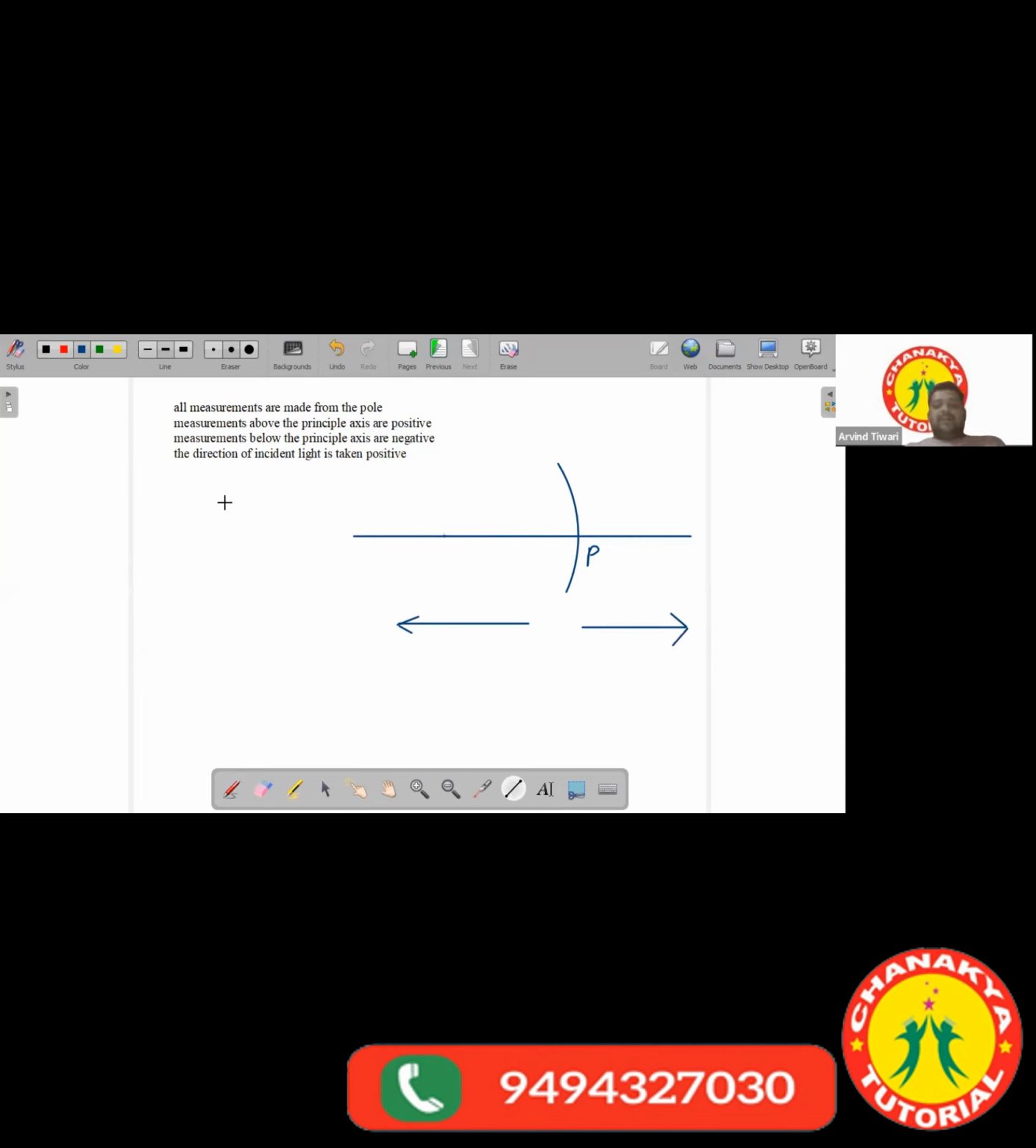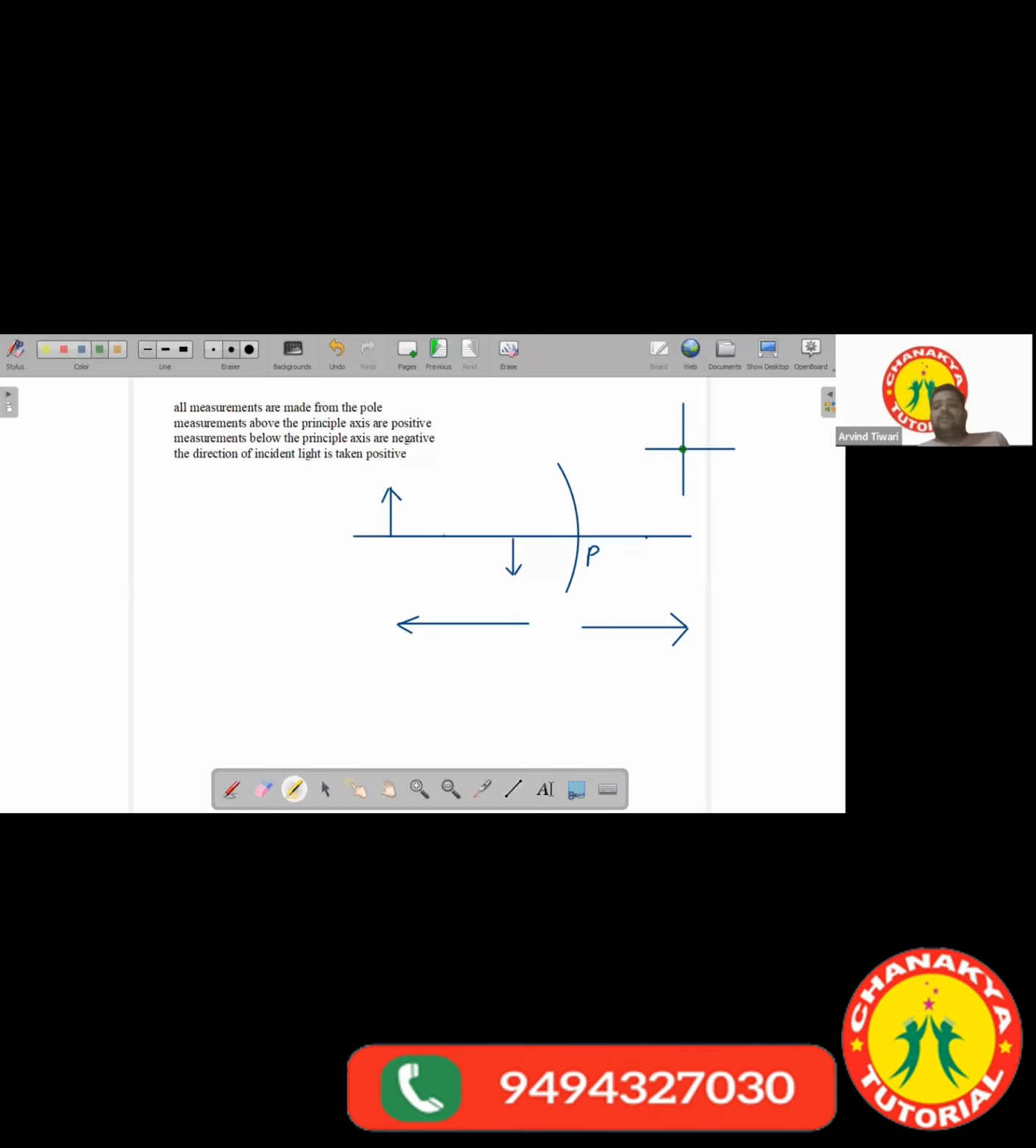The second one: all the measurements above the principal axis. If you are measuring above this principal axis, any measurement above the principal axis will be considered positive. Any measurement made below the principal axis, like this, will be negative. So it simply follows our Cartesian sign convention. Remember, our Cartesian sign convention works like this.